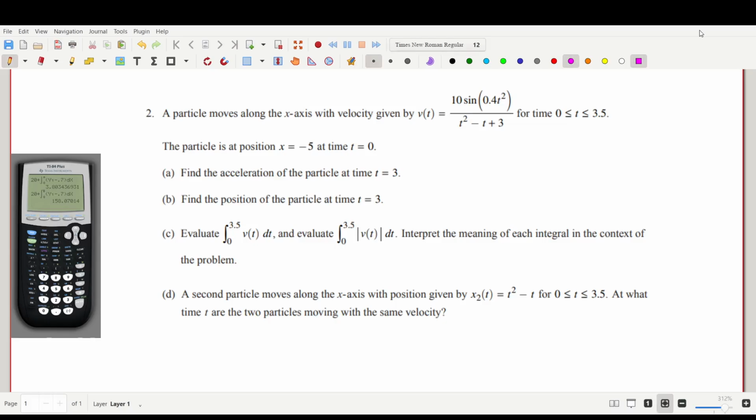Okay. Let's find the acceleration at 3. So that's just A double prime. Oh my gosh. V prime, which is X double prime. Acceleration of the particle, that's just V prime of 3. Let me do it in black here. So dump V into my calculator.